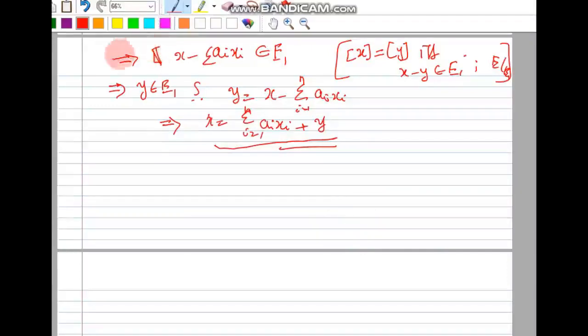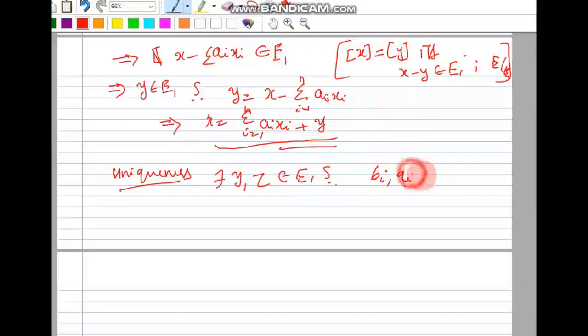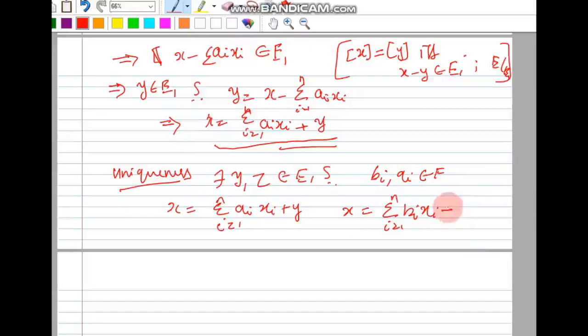Okay, so next the uniqueness part. How will we prove the uniqueness? If there exist two, then we will show both are identical. So let us suppose there exist y, z belonging to E1 and scalars bi and ai belonging to F such that x can be written as the sum from i equal to 1 to n of ai xi plus y, and again x can be written as the sum from i equal to 1 to n of bi xi plus z.